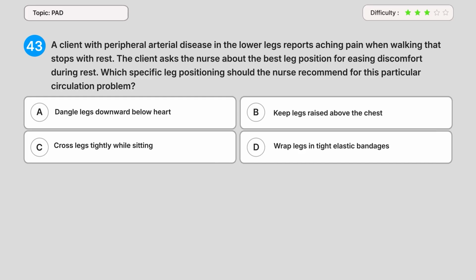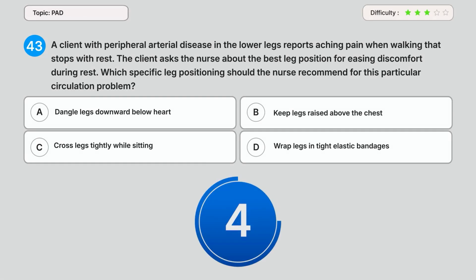A. Dangle legs downward below heart. B. Keep legs raised above the chest. C. Cross legs tightly while sitting. D. Wrap legs in tight elastic bandages. Can you guess the answer?